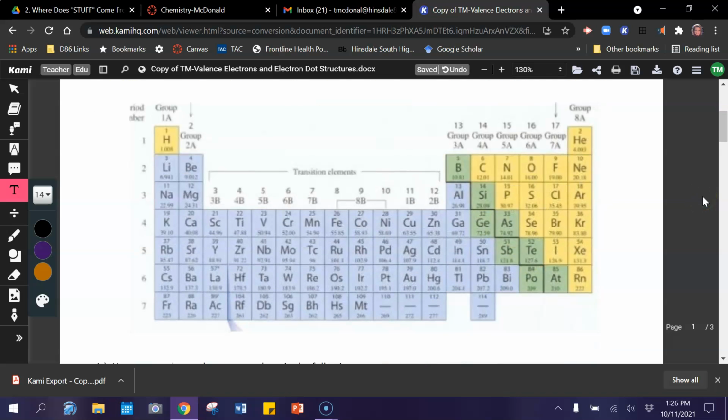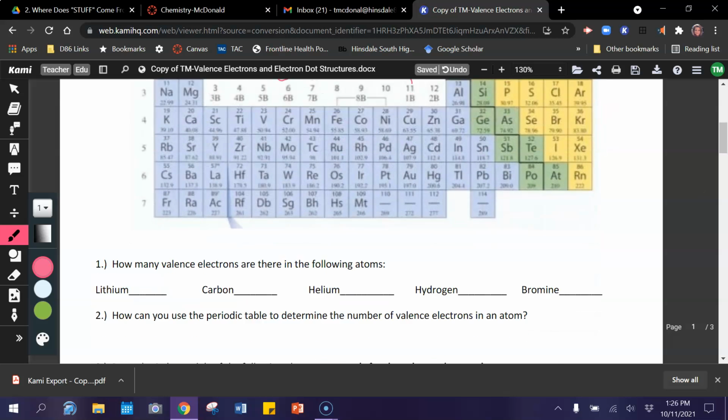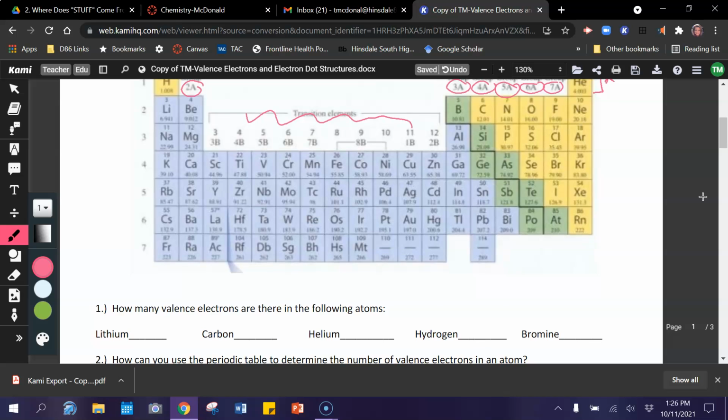So anyway, this is our periodic table, and you'll notice that here we have group numbers that are identified. So all of the elements that are in group 1A have one valence electron. All of the elements that are in group 2A have two valence electrons. Remember that we skip the middle. And then 3A, 4A, 5, 6, 7, 8. Remember that the only one that is the exception to this rule is helium, which only has two valence electrons. So we can use our periodic table to answer these questions here.